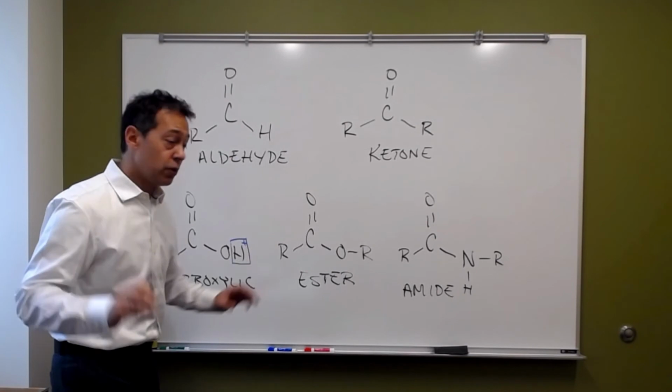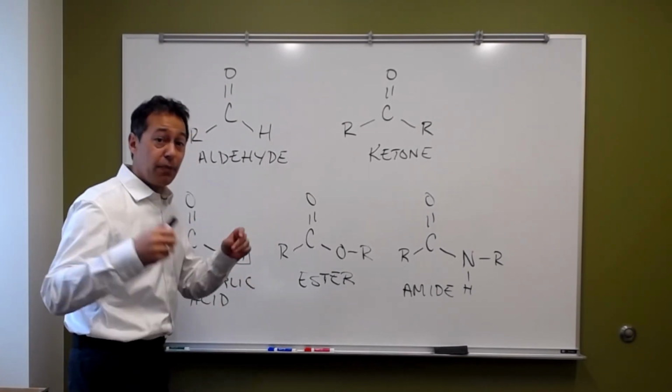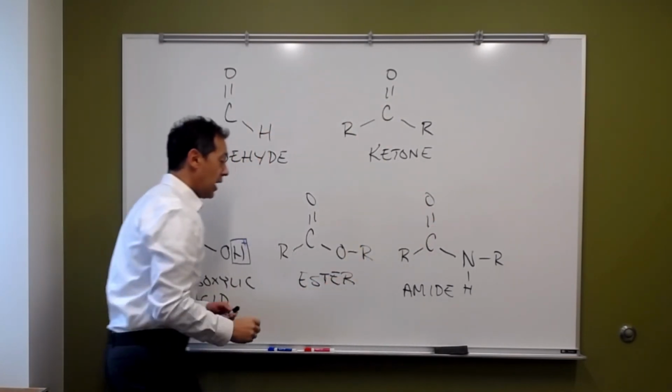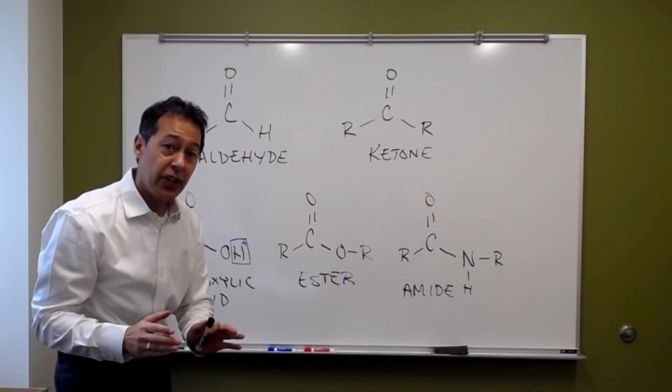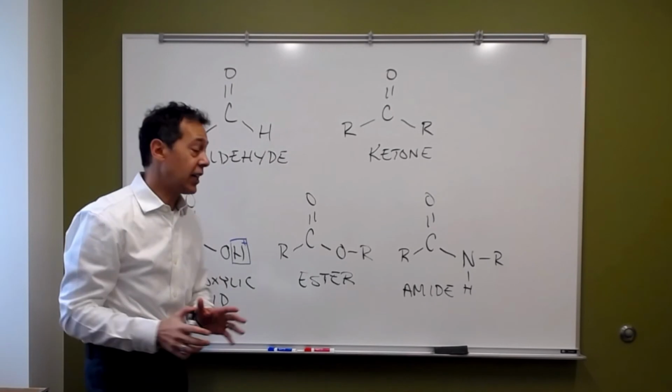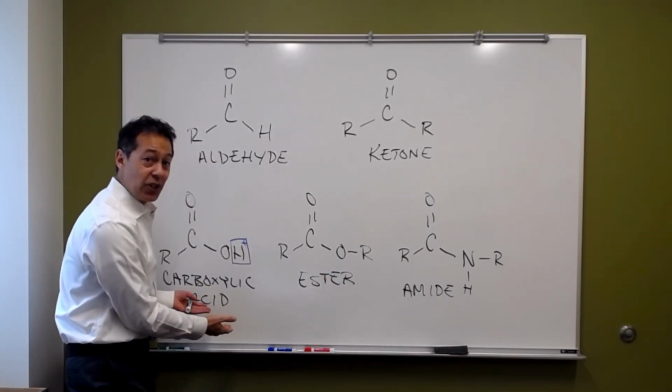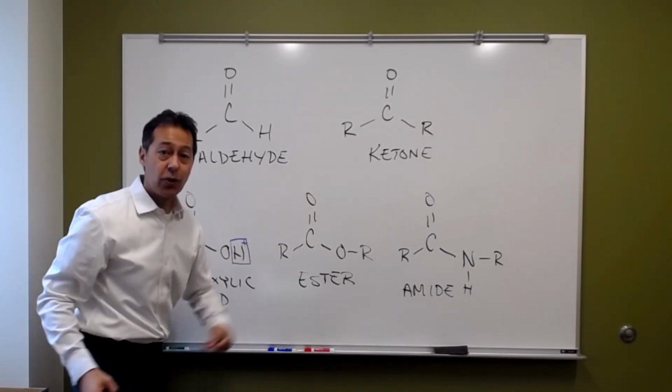What you should do, I would encourage you, is to make some flashcards where you have these different structures on one side and the names on the other. So that way you can recognize an ester from a carboxylic acid here, from an aldehyde, ketone, and amide.